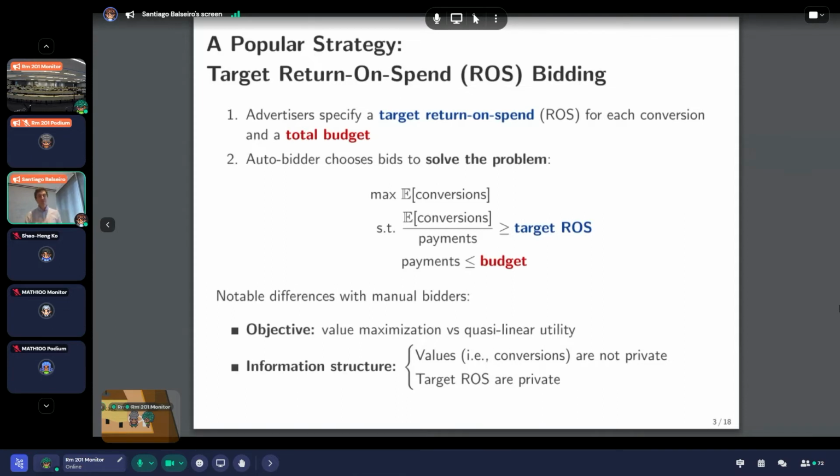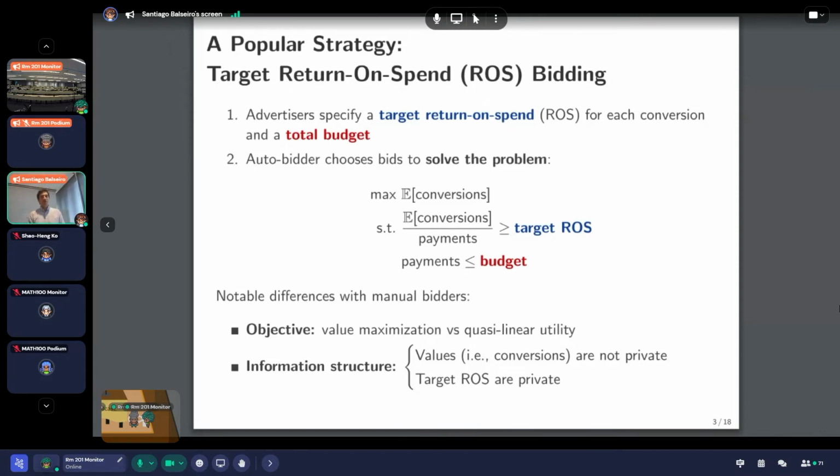And then in terms of the information structure, in this line of work, what we assume is that values or conversion rates are public. Why? Because in many cases, auto bidders are using the prediction technologies developed by the platform. So from the perspective of the seller, conversion rates are known. Now, in return, what we're going to assume is that the target return on spend, the right-hand side in this constraint, is going to be private. The motivation for this assumption is that the target return on spend depends on how advertisers internally evaluate their campaigns. And this depends on the internal accountant, which is private information.